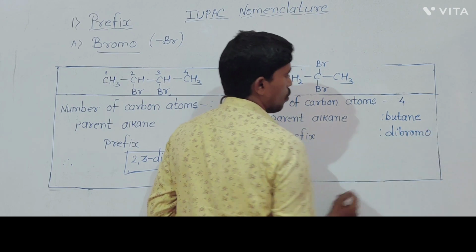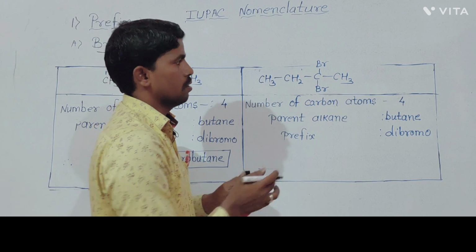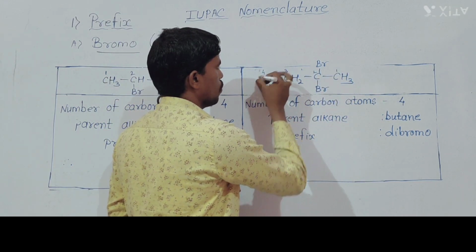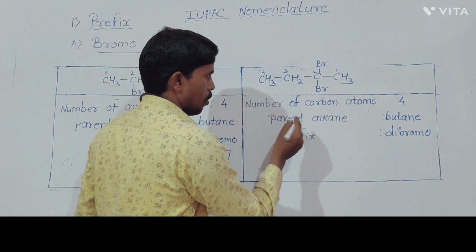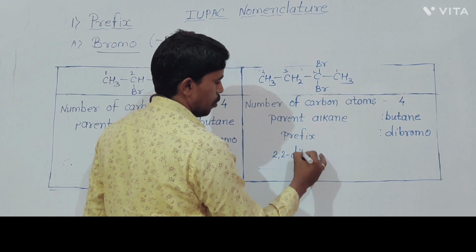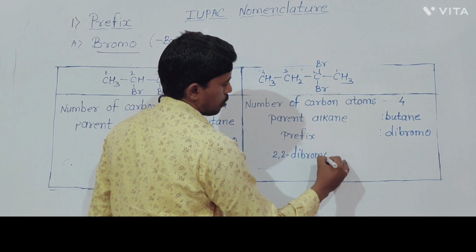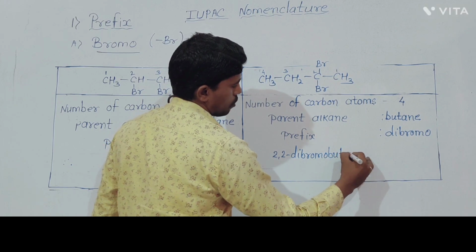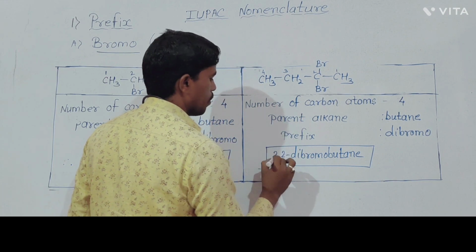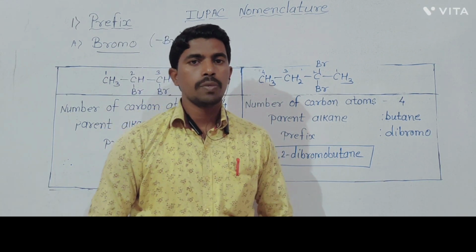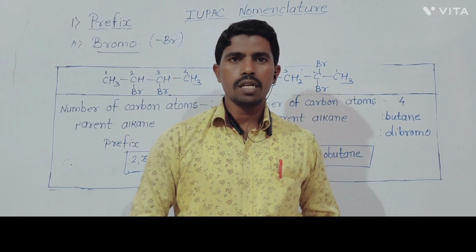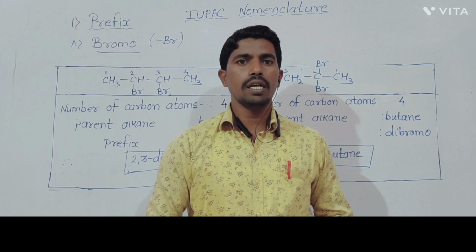Therefore, we should use the prefix dibromo. And now indicate the position number. Here, this is the first carbon atom, this is the second, third, and this is the fourth. Therefore, we can write the name of this compound as 2,2-dibromobutane.